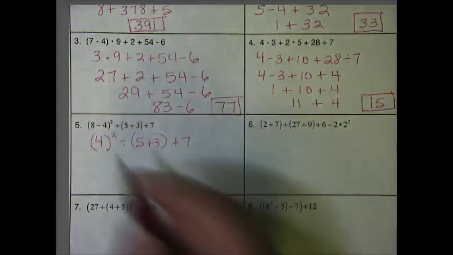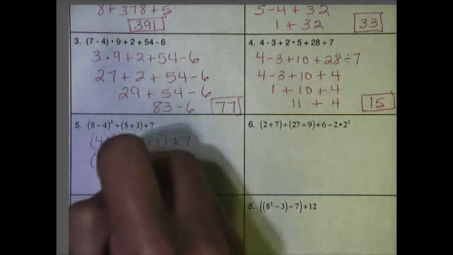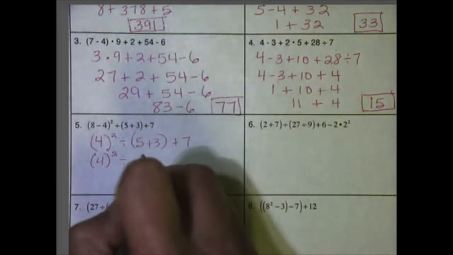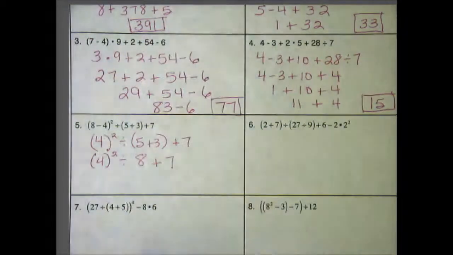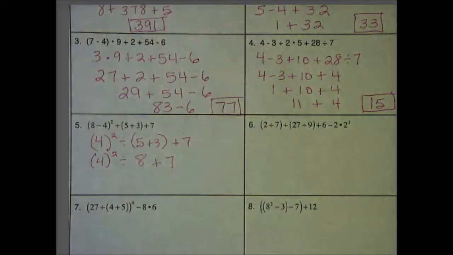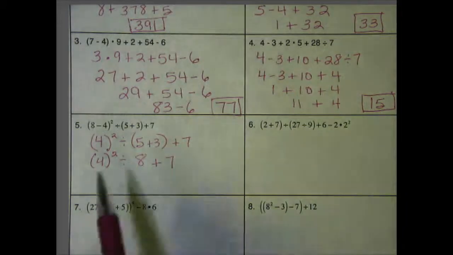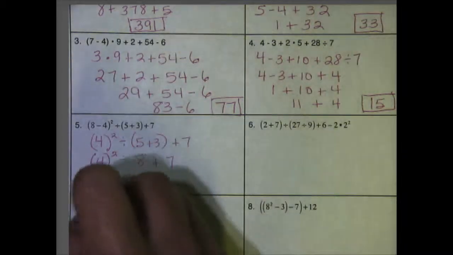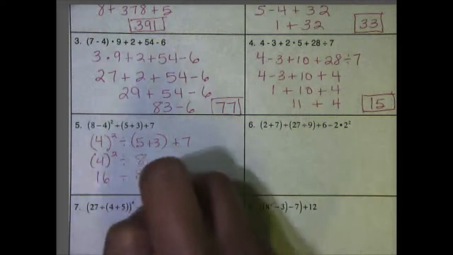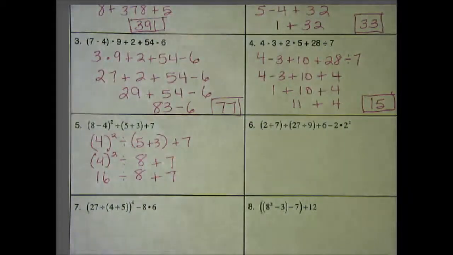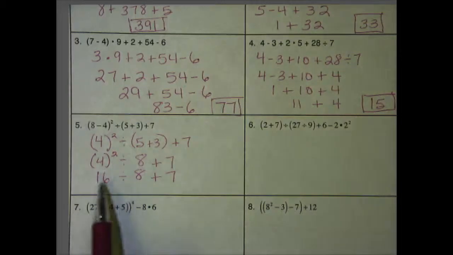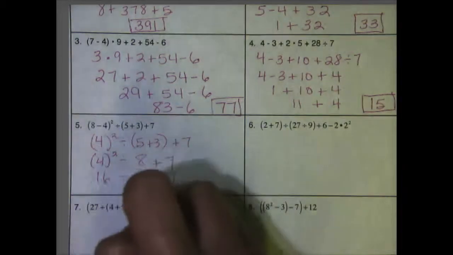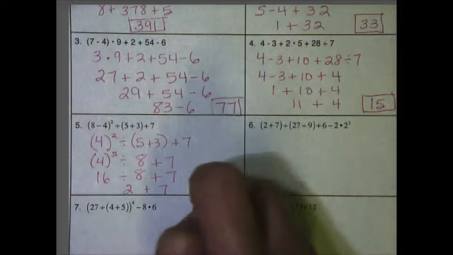I still have another set of grouping symbols, so I'll leave my 4 squared divided by 5 plus 3 is 8 plus 7. Next step, because the next step in our order of operations is exponents, we'll do our exponents. 4 squared, remember that 4 squared means 4 times 4, so 4 times 4 is 16 divided by 8 plus 7. We finished our exponents, so we're now looking for division or multiplication. 16 divided by 8 is 2, plus 7, and 2 plus 7 is 9.